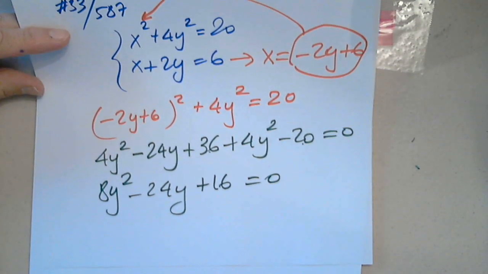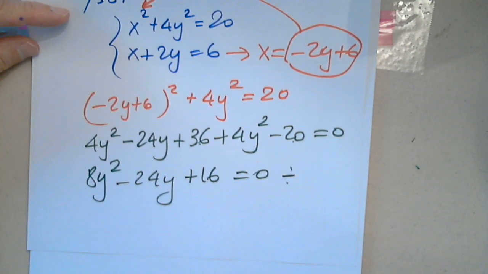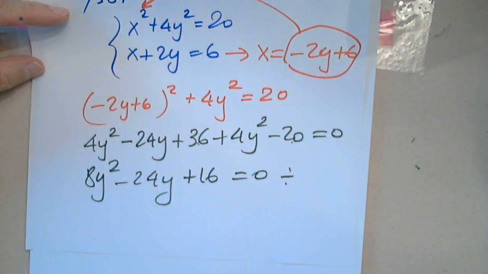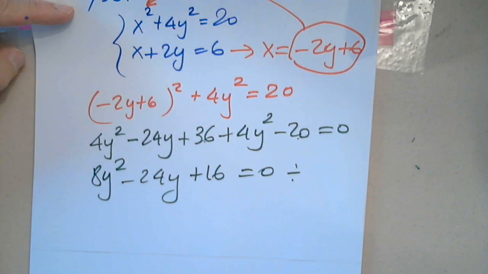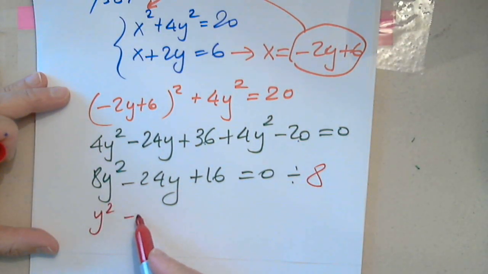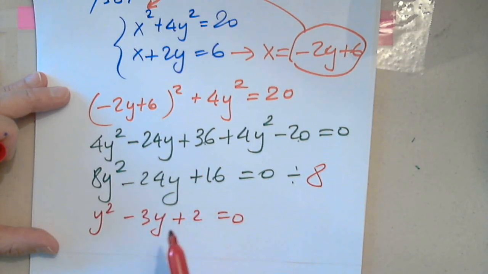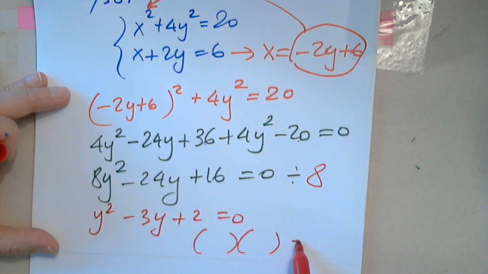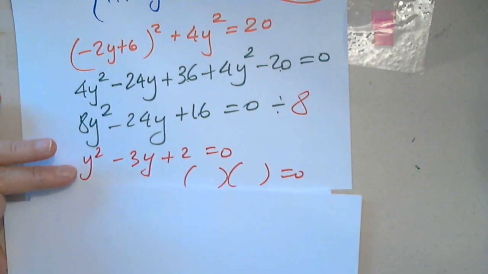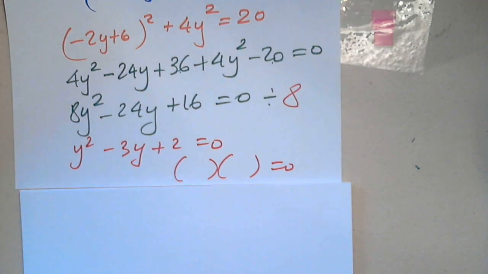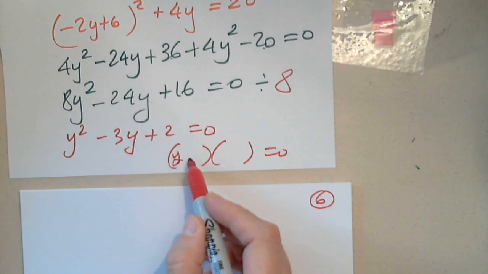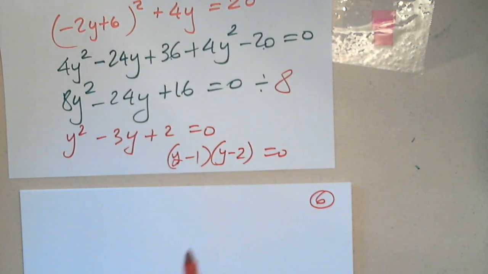I'm hoping to get rid of a lot. What should I divide both sides by to simplify the equation? You know me, I'm all about simplifying. 8. 8 indeed. So then we have y squared minus 3y plus 2, and this is even more human to factor. I'm hoping that I can factor it quickly. And how do we factor this? Into y minus 1 and y minus 2.